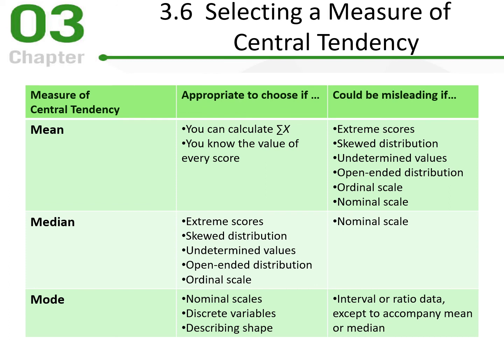So this is just a summary of the mean. If you know the value of every score, you can calculate the mean because you can calculate the sum of x, if you have interval or ratio data. If you do not have interval or ratio data, you can't use the mean. So if you have nominal or ordinal data, don't use the mean. Nominal data, use the mode. Ordinal data, you can use the median.